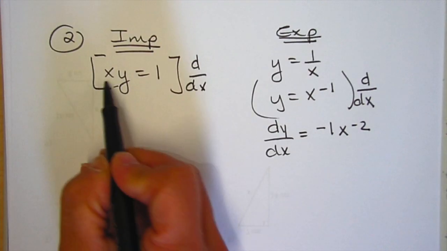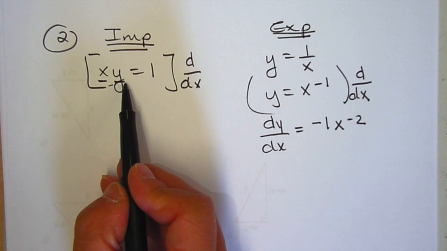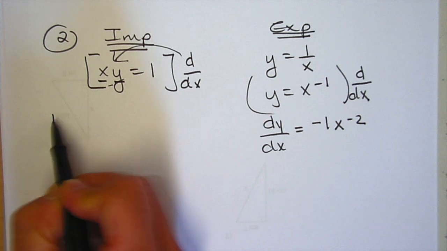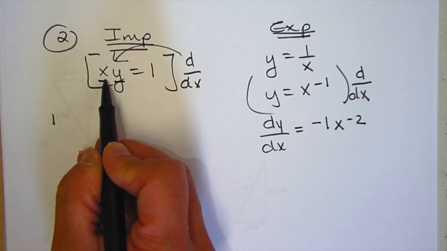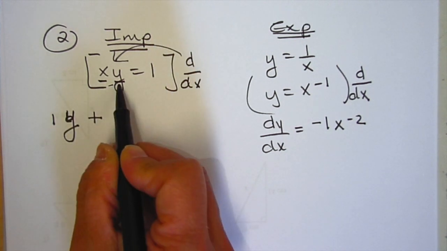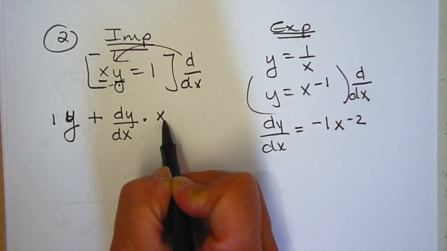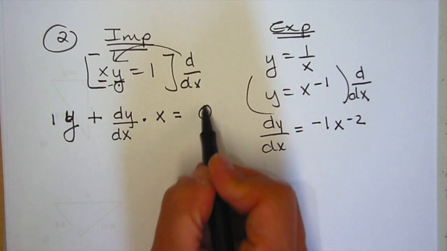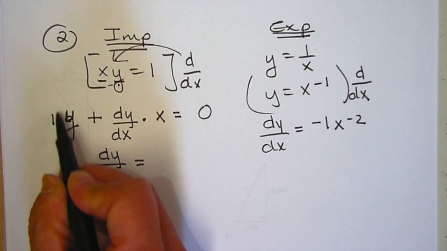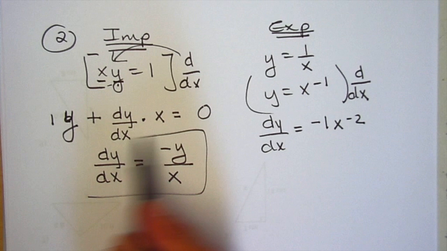Notice here you have two variables. So you have to use the product rule here. The derivative of the first is going to be 1. The derivative of x is dx/dx, which is 1, times the second, which is y, plus the derivative of the second, which will now be dy/dx, times the first. The derivative of 1 will be 0. And now we want to go ahead and solve for dy/dx. So subtract the y, move this over, divide by the x, and this is what I get for my answer.